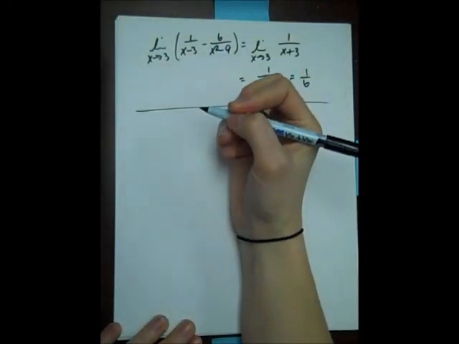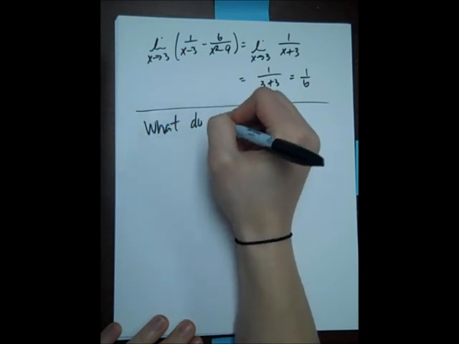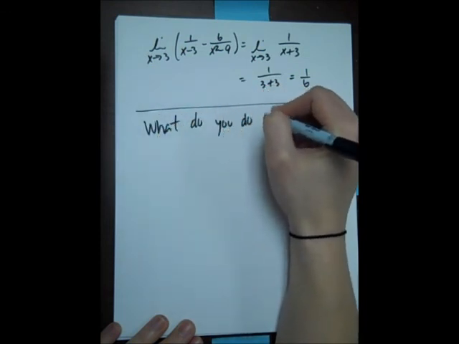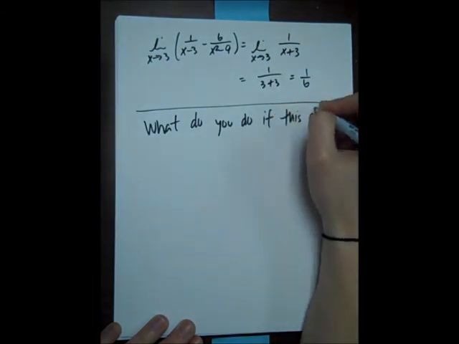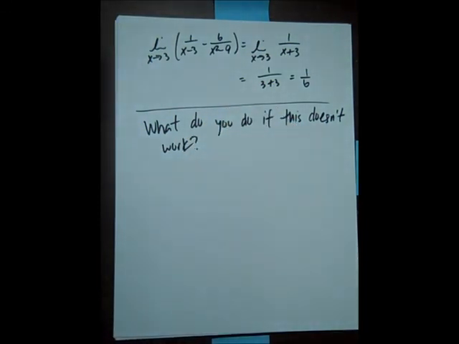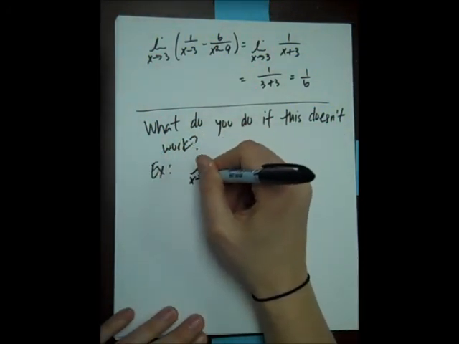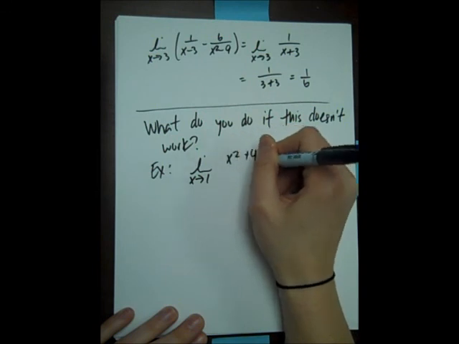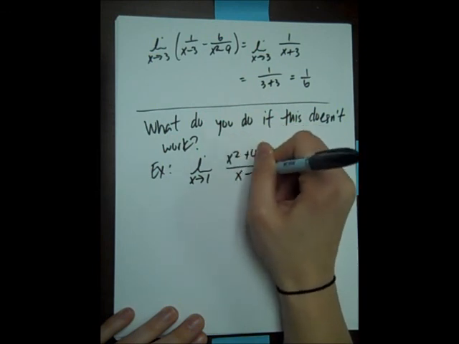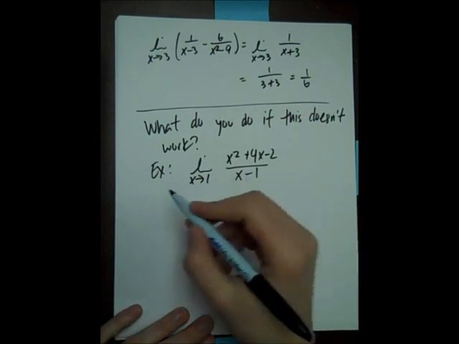The last question to ask is, what happens if none of these work? So what do you do if this doesn't work? Well, then you go back to the limits you were doing before and use your graph or the table. So, for example, let's look at the limit as x approaches 1 of x squared plus 4x minus 2 over x minus 1. Now, I definitely can't plug in 1, because if I plug in 1, I'll get 0 on the bottom. But what's the form of this limit?